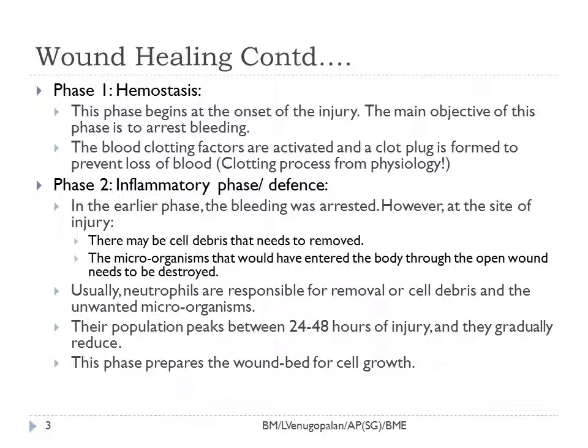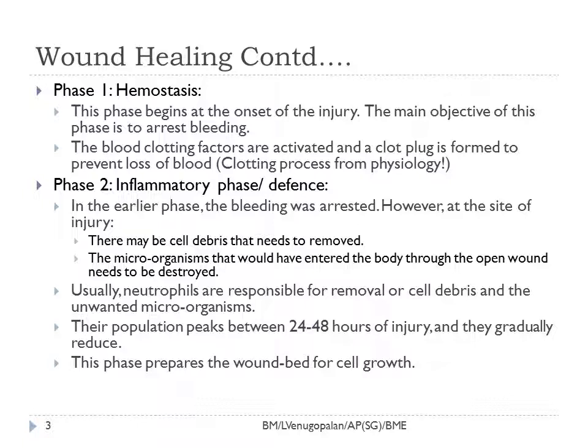I mean, you might argue that we are sterilizing the area with spirit, and then we are putting betadine, and then we are making the incision. But still, surgical site infections are very, very common. In any major surgery you have, there is the risk of surgical site infections. So microorganisms would have entered the body through the open wound, and that needs to be destroyed.